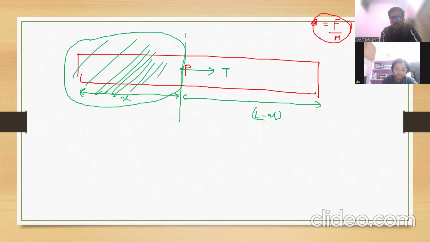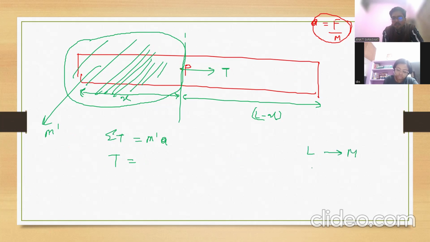Clear? Then what do I need? I need the mass. The mass of this backward portion is, let us suppose, m dash. Clear? So net force, apply Newton's law. Net force is T. What is the mass? How to calculate? The whole length has the mass m.